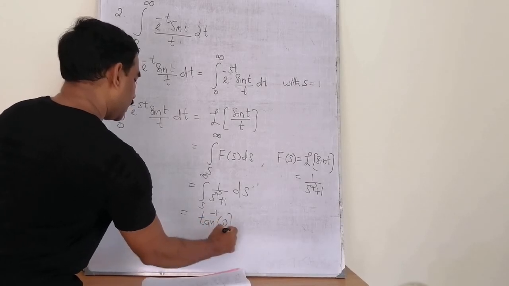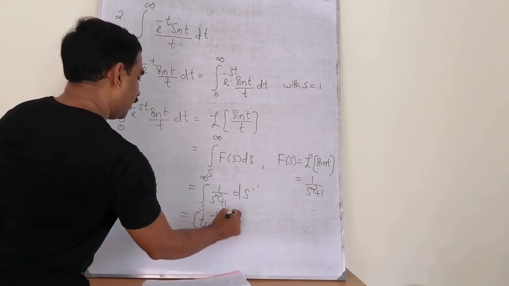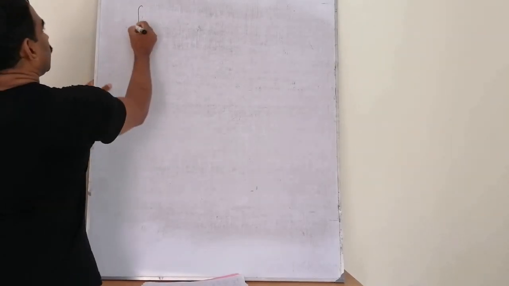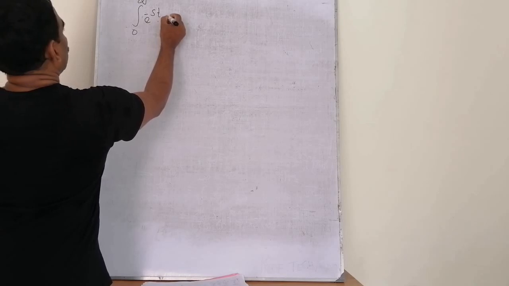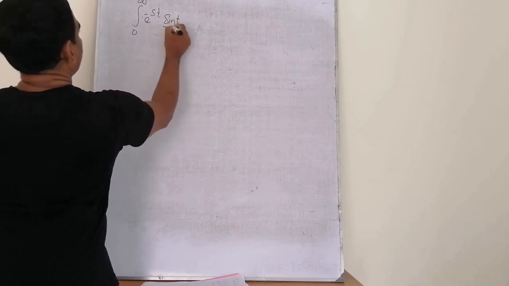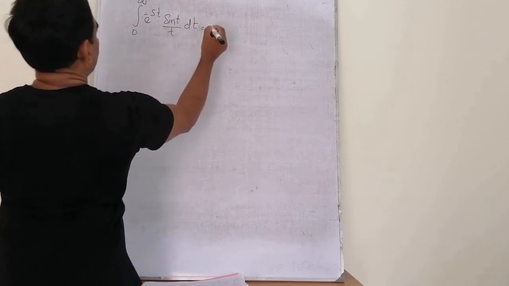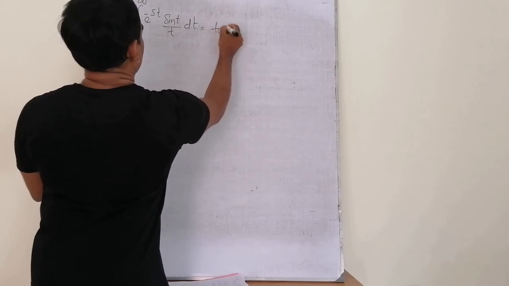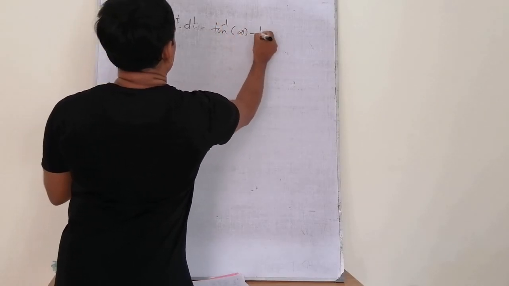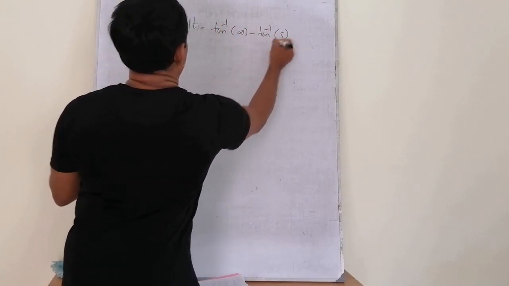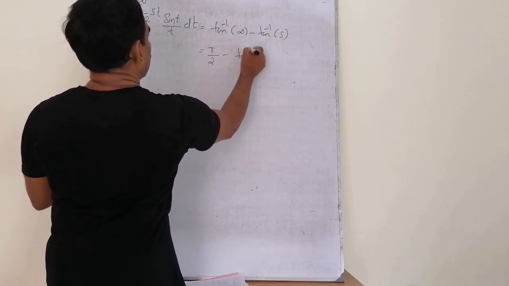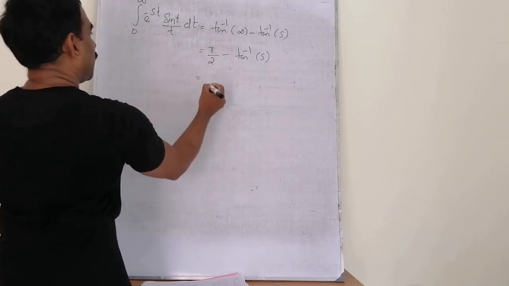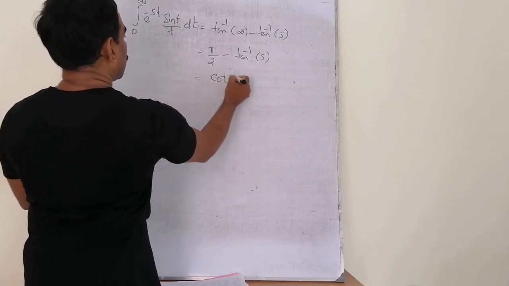So this is tan inverse s within the limit s to infinity, that is integral 0 to infinity e raised to minus st into sin t divided by t dt is equal to tan inverse infinity minus tan inverse of s, and tan inverse infinity is pi by 2, so this is pi by 2 minus tan inverse s, and pi by 2 minus tan inverse s is cot inverse of s.